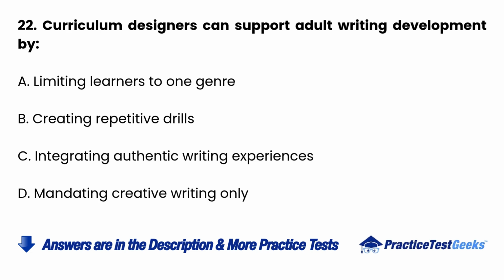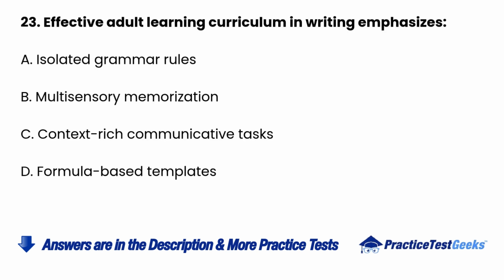Limiting learners to one genre. B. Creating repetitive drills. C. Integrating authentic writing experiences. D. Mandating creative writing only. 23. Effective adult learning curriculum in writing emphasizes: A.